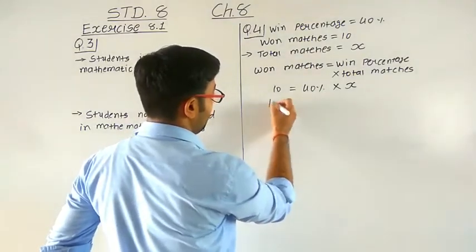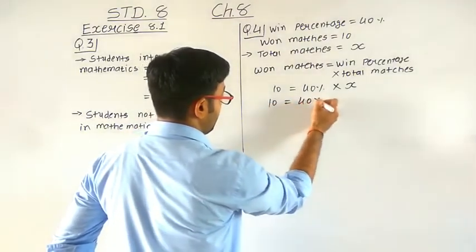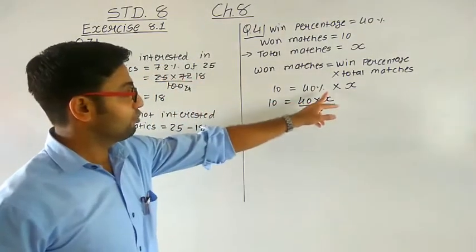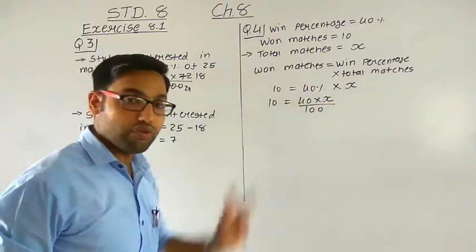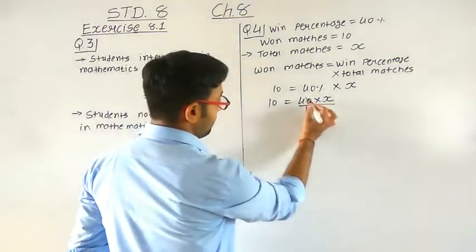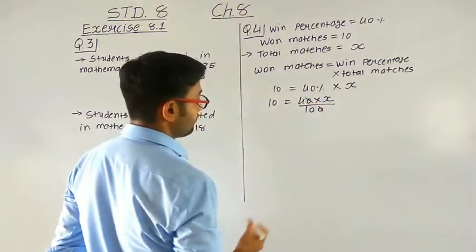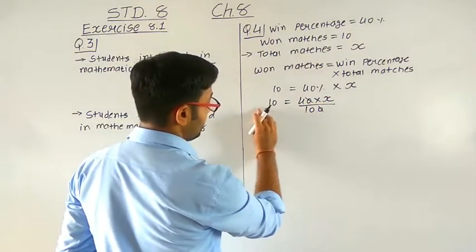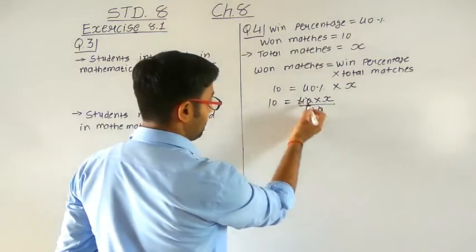Now here we can write 10 is equal to 40 into x upon 100. Because whenever we remove the percentage sign, we have to put 1 upon 100. So the 0s will cancel out each other. Okay, here we can take this 10 to the left hand side. Then, one more time here we can cut it.